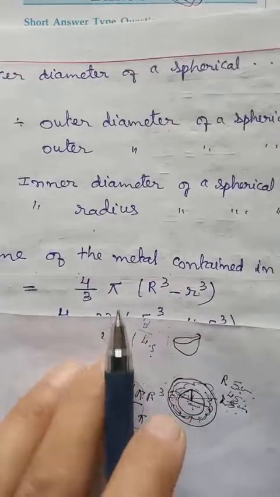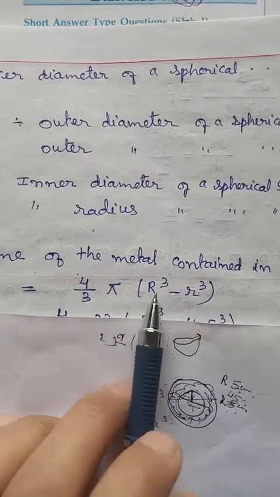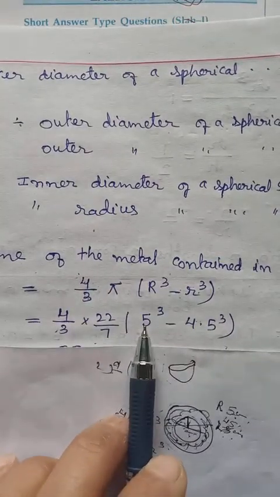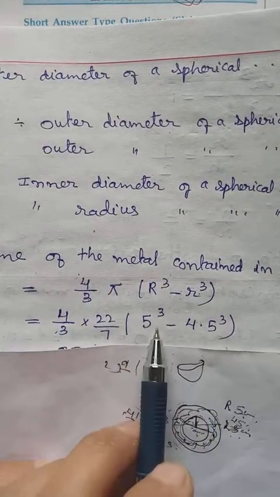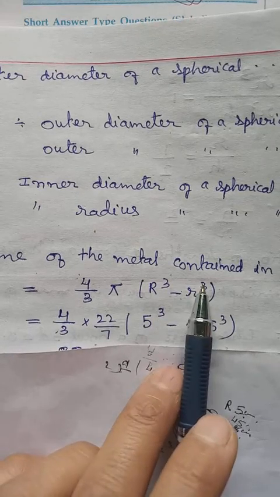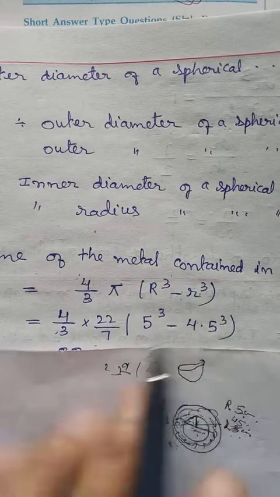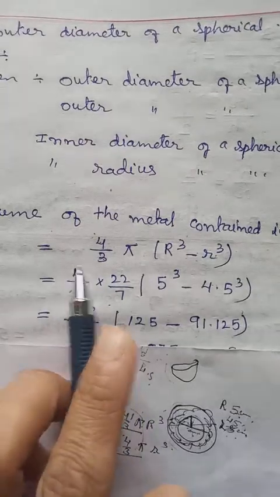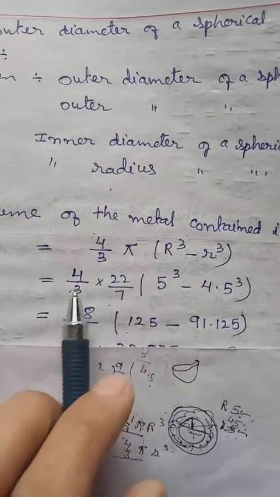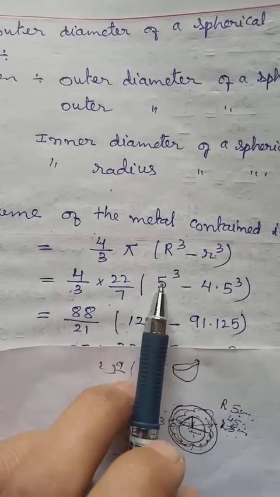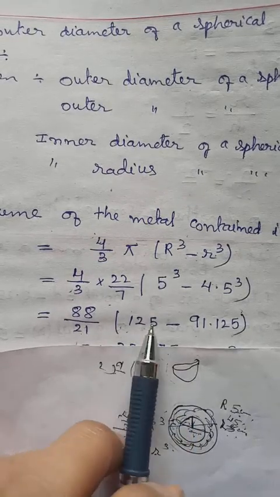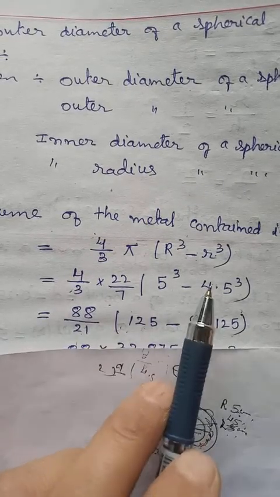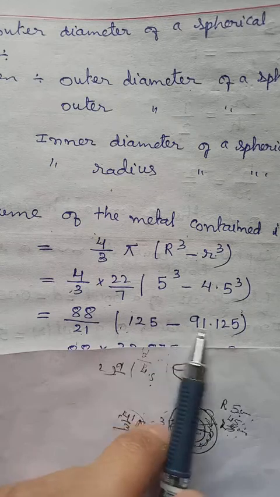The volume I told you, we can take common 4 by 3. So instead of R, we can put 5. We have power cube from the formula. Small r also, we know 4.5 there, okay? So here 4 into 22, we get 88, 3 into 7. If you do 5 into 5 into 5, you get this one. 4.5 into 4.5 into 4.5, we get this.